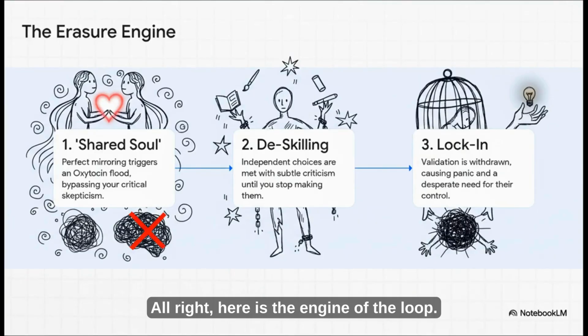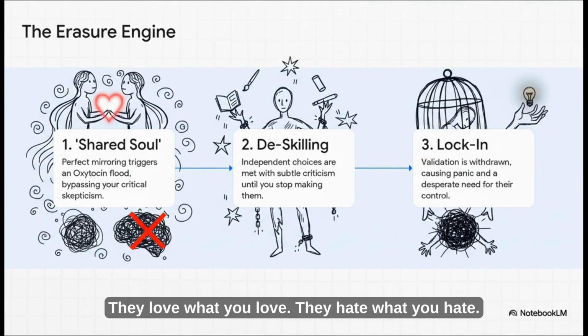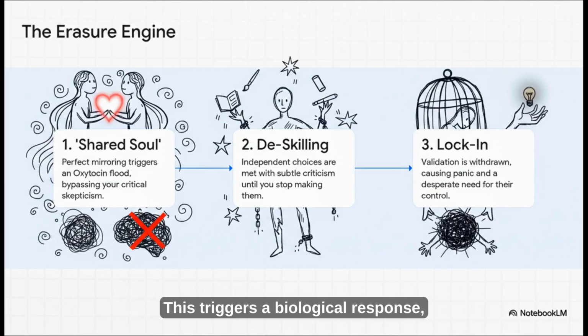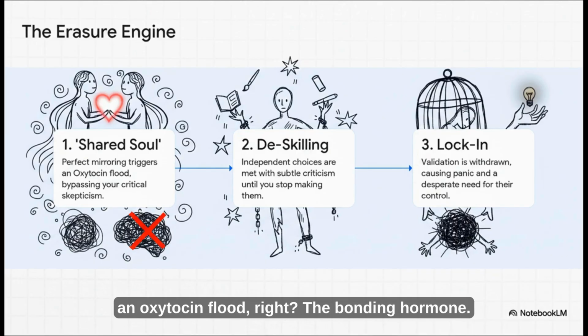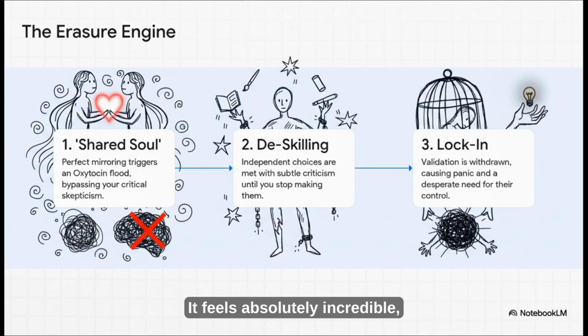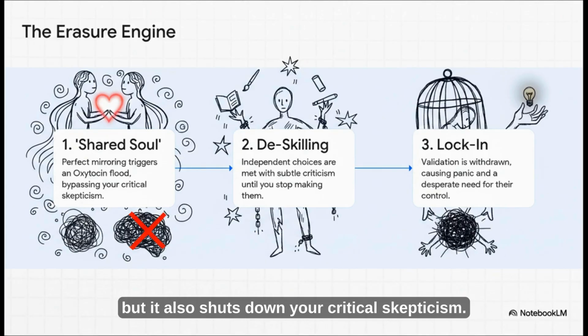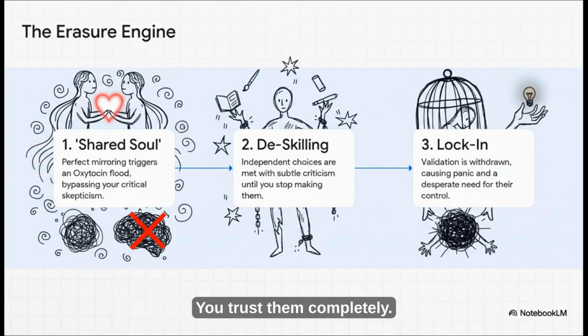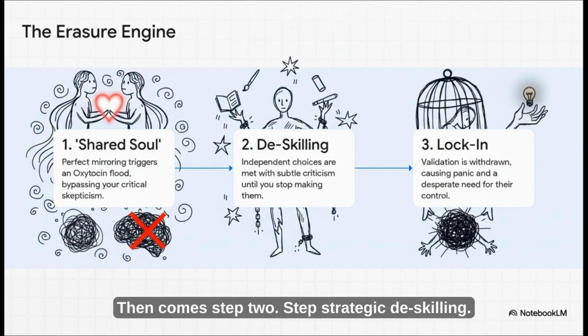All right, here is the engine of the loop. Step 1 is the shared soul phase. The controller mirrors you perfectly. They love what you love, they hate what you hate. This triggers a biological response, an oxytocin flood, right? The bonding hormone. It feels absolutely incredible, but it also shuts down your critical skepticism. You trust them completely. Then comes step 2, strategic de-skilling.